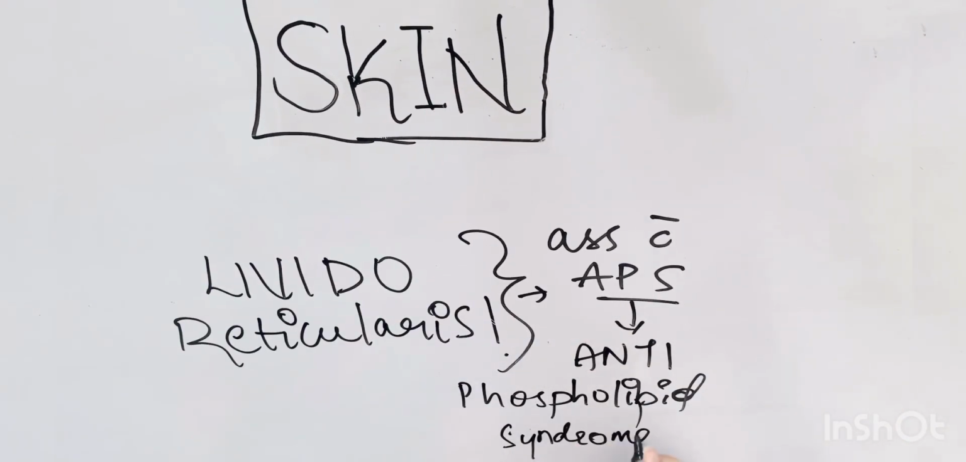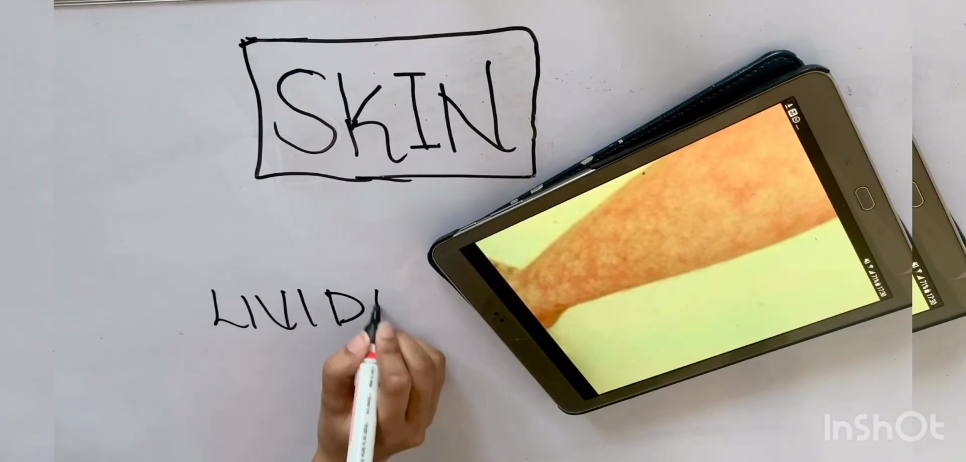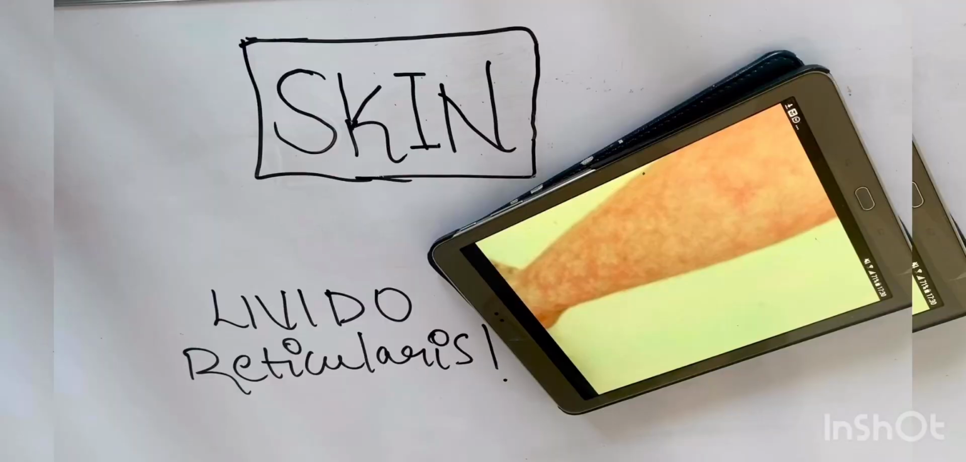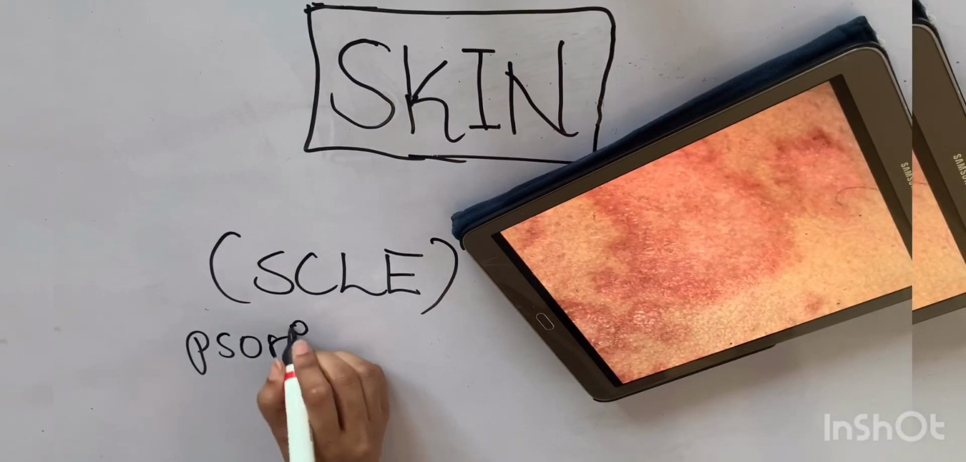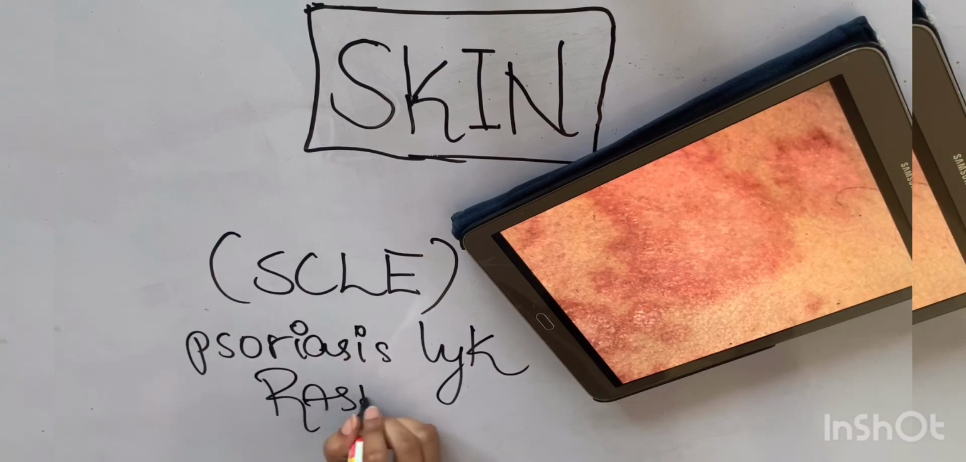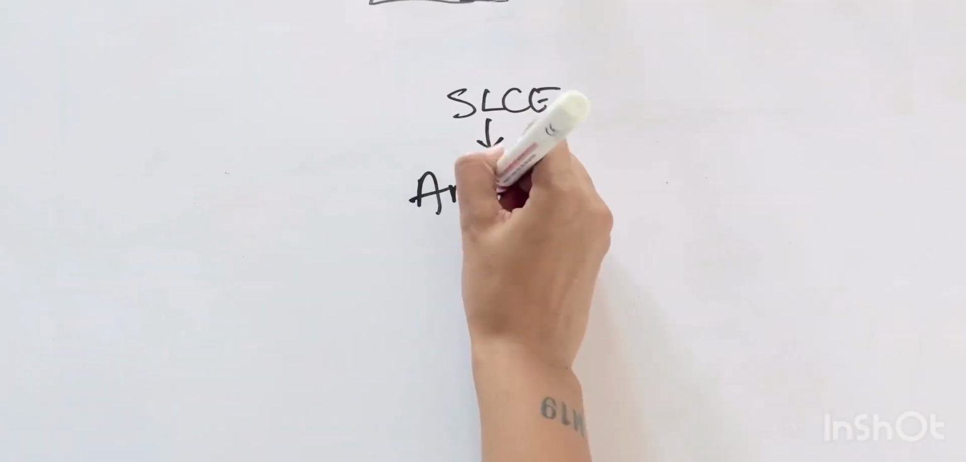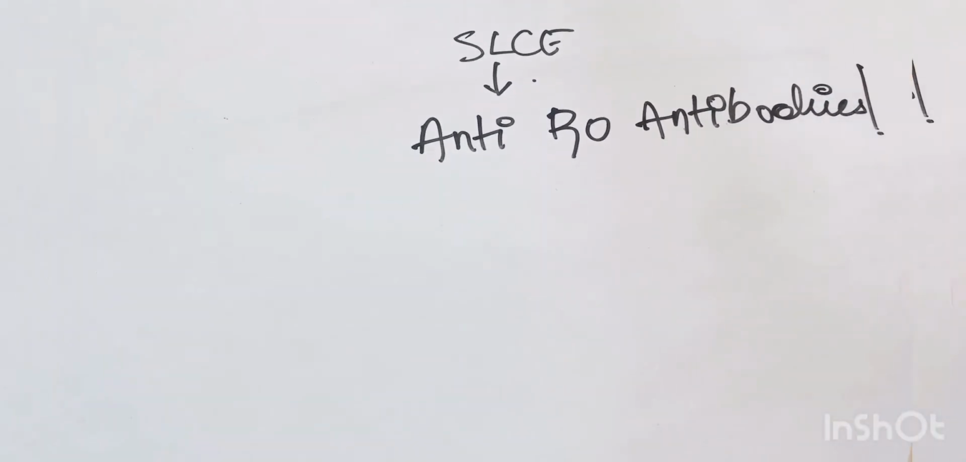In every clinical condition, there is a syndrome associated with it. Here in SLE, antiphospholipid syndrome is typically associated as livedo reticularis, which I am showing you now. SLE is characterized by the presence of psoriasis-like lesions in the skin. You need to remember that anti-Ro antibodies are commonly associated with SLE.